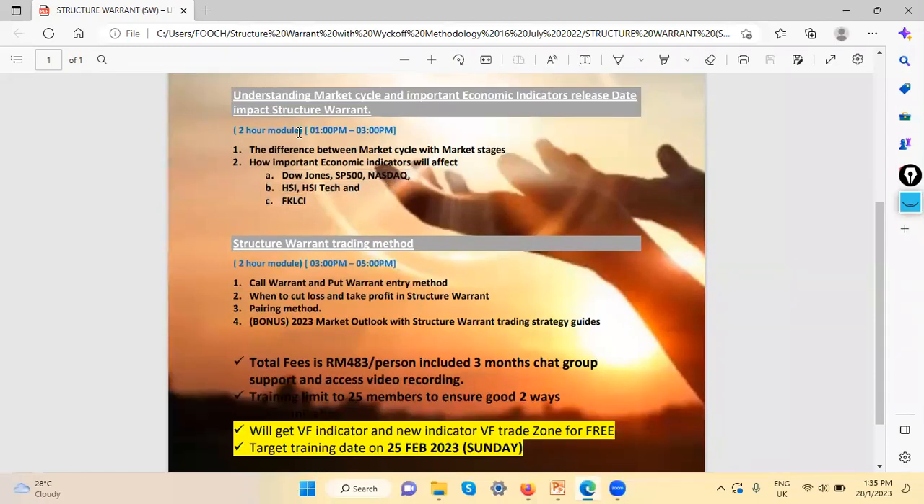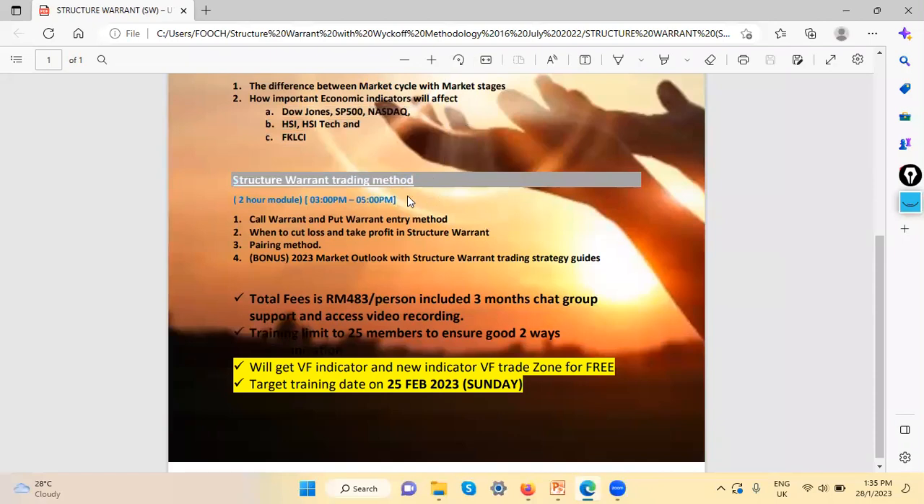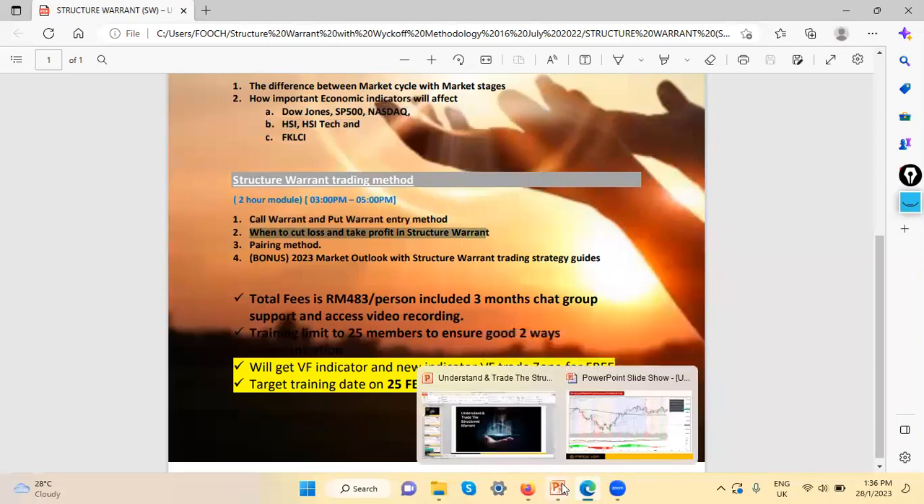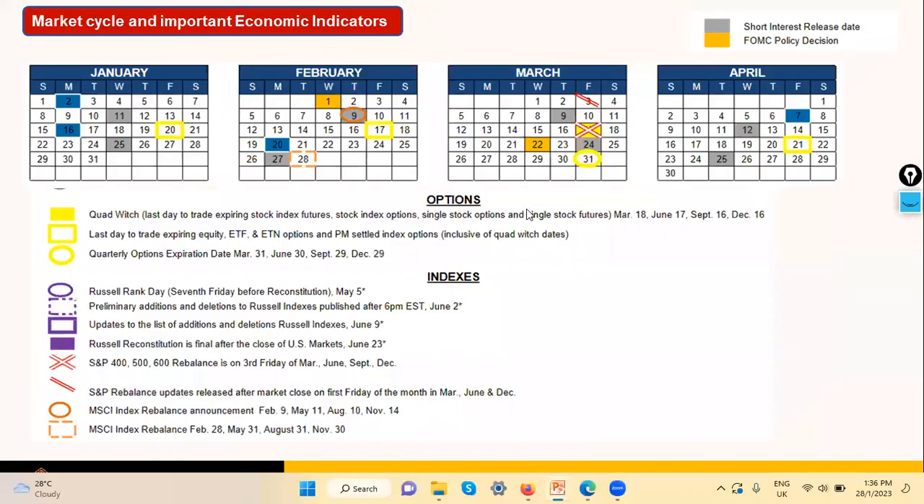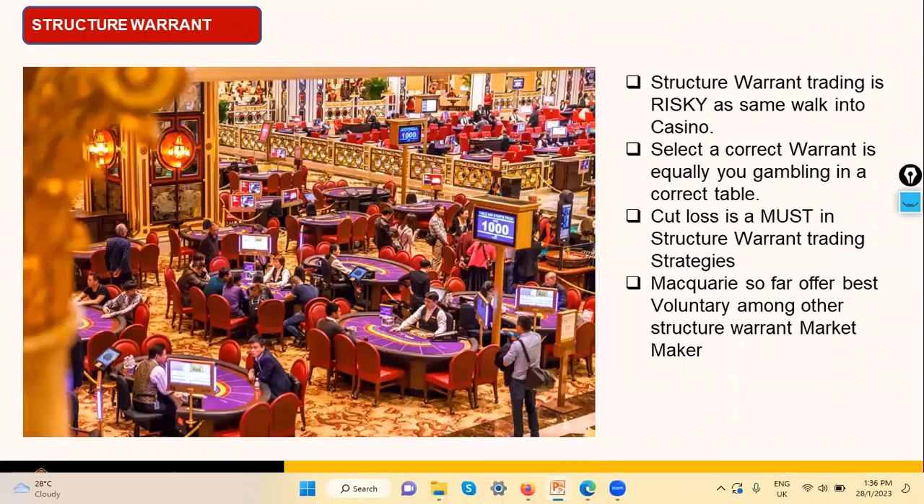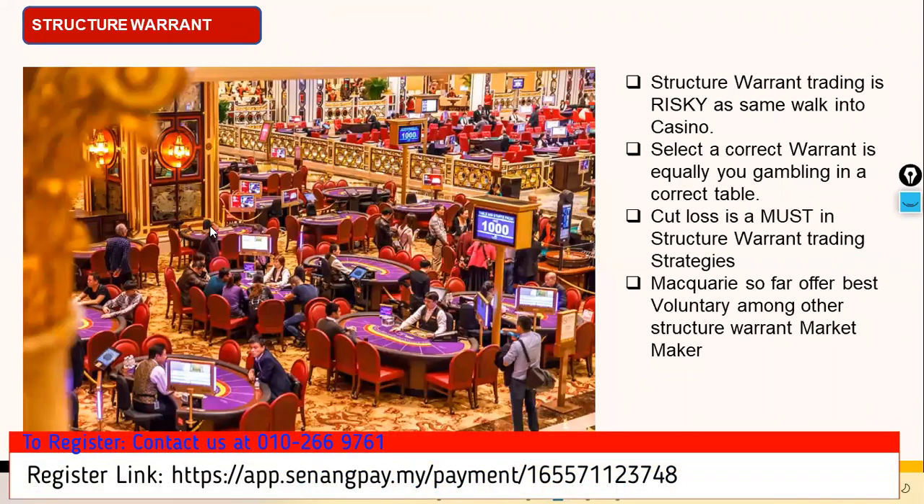Other than that, I will also focus on how to do structured warrant trading. In this method we will introduce what a call and put warrant is, how to enter, and when you need to cut loss, because a structured warrant can be considered a high-risk investment. It's something like walking into a casino. You need to know which table to trade. Some tables are okay, and at the beginning it may be fine, but if the market situation is judged wrongly, we need to quickly change our direction.